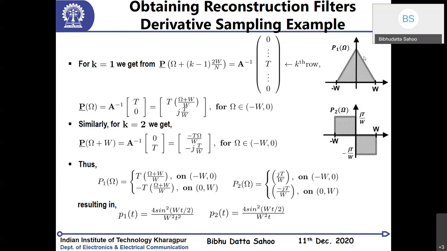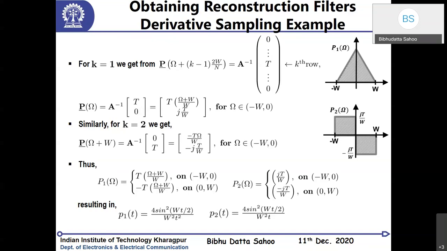P1(omega) is, if there is nothing in the first channel and the second channel is the derivative of the signal, then the reconstruction filters are given by these two graphs. We take the inverse Fourier transform of this and we get the impulse response. So we are not using the time varying filter method that Papoulis had proposed. In fact, this is a much more efficient method and we can easily find out the overall transfer function.